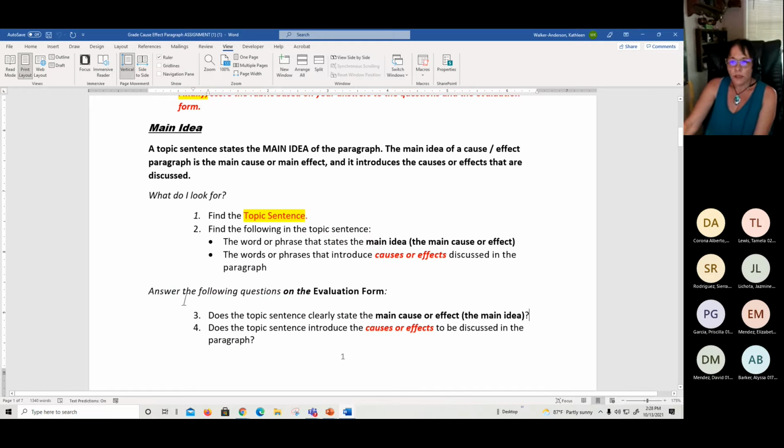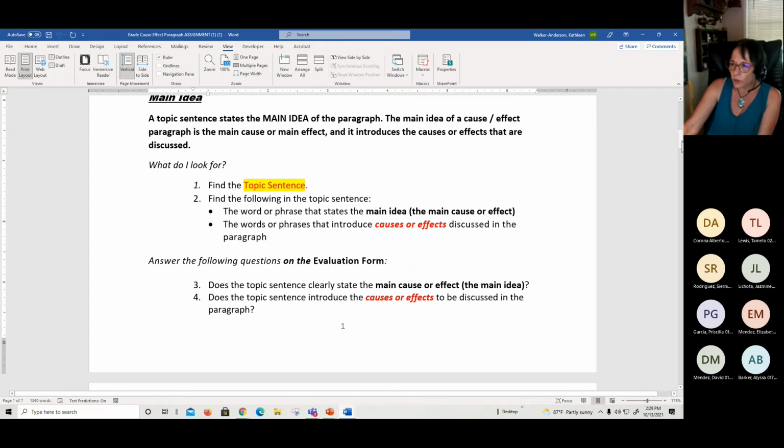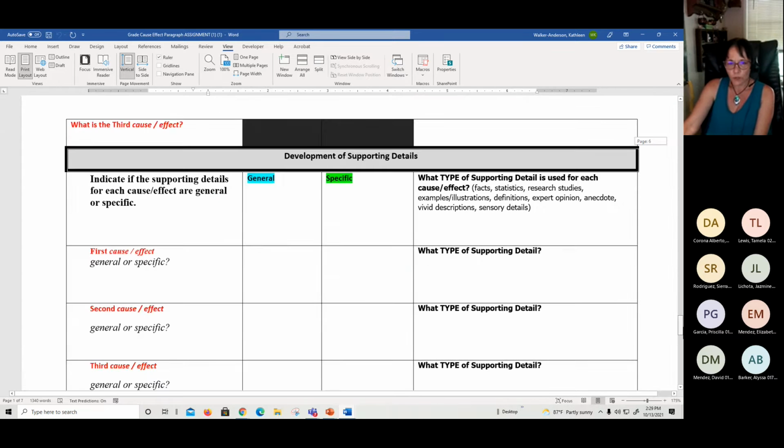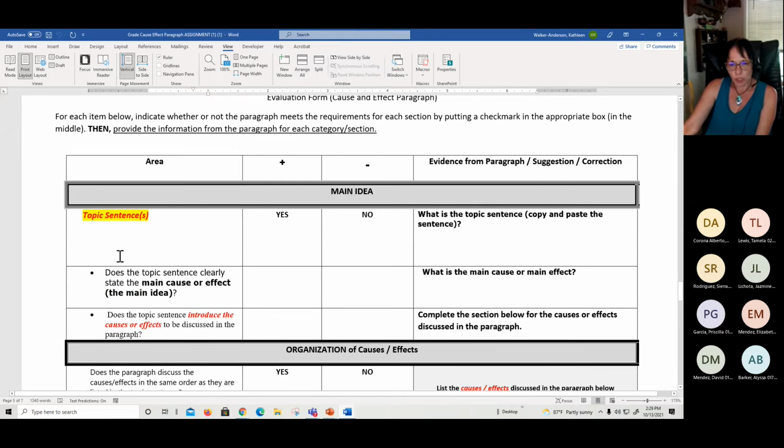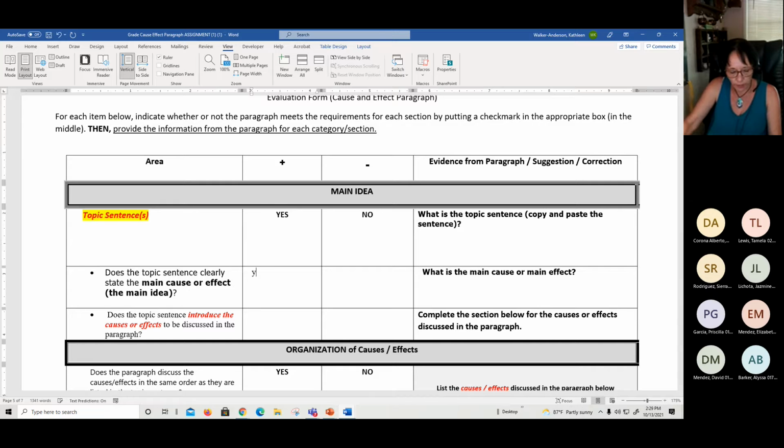Yes, it does. So it says answer the following questions on the evaluation form. Does the topic sentence introduce the causes or effects? Well, yes, they do. So it says to go to the evaluation form. So I'm going to go down there. And here it is for topic sentence. Here's the question. Does the topic sentence clearly state the main cause or effect? Yes, it does. So I'm just going to type yes or put Y, or I could have copied and pasted. Let me do that. That's easier. If you do Control C, it copies, and Control V pastes.